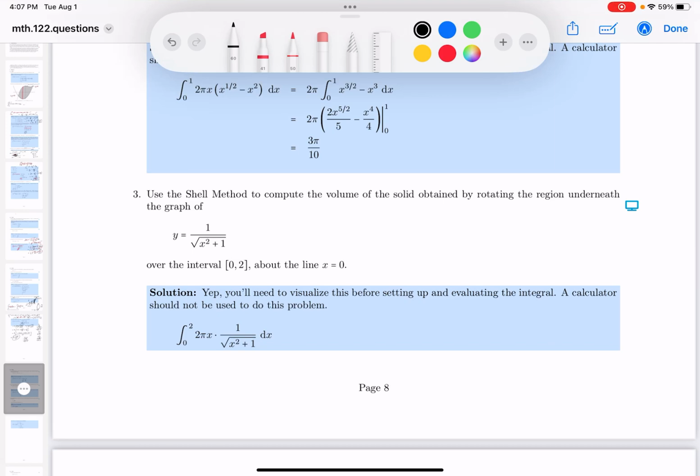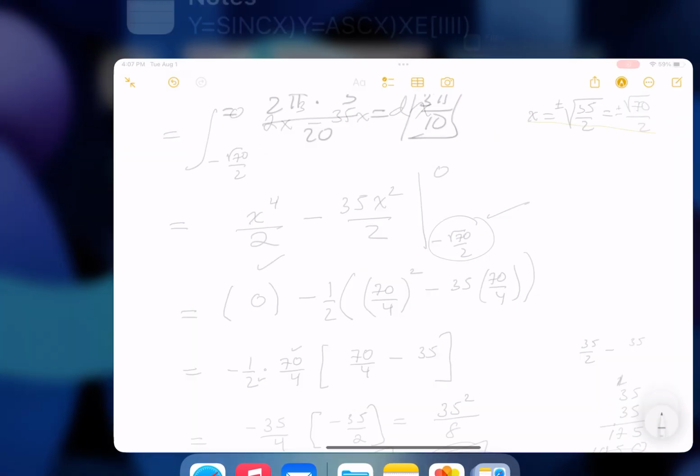Okay, we're on number 3 again, shell method. They've got a region under the curve, over the interval, about the line x equals 0. All right, what do I do? I need to visualize it. There's no doubt about that. So let me put that down for you.